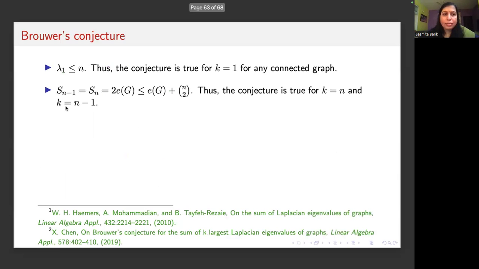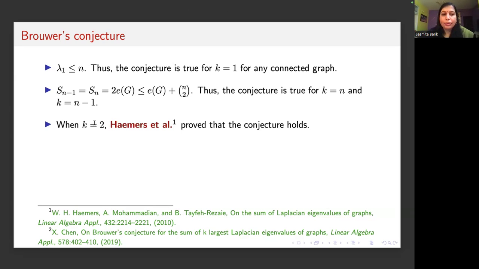Now if I take k equal to n minus 1 or n, then also, because the sum of all eigenvalues is the same as the sum of the degrees, and that is 2 times the number of edges, this will satisfy it. So the conjecture is true for k equal to n and n minus 1. And Haemers proved that for k equal to 2, the conjecture holds. That means if I take lambda 1 plus lambda 2, the largest two eigenvalues, then we can show the conjecture is true.